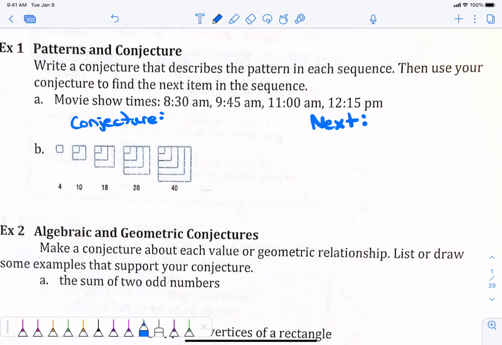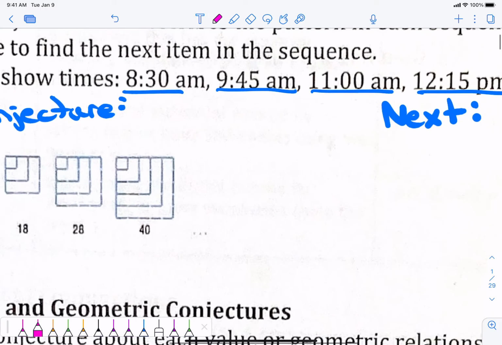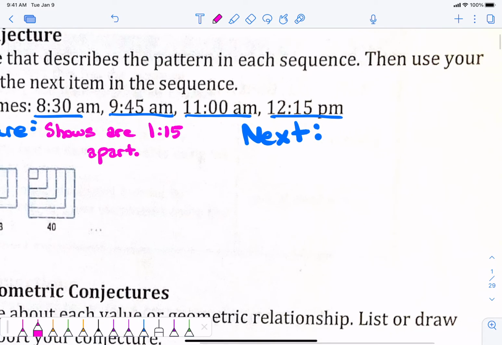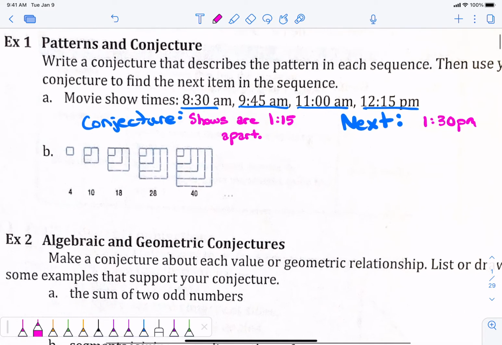They're saying that the movie show times are at 8:30 a.m., 9:45 a.m., 11 a.m., and 12:15 p.m. What is the pattern? That's our conjecture. What are we doing? Show times are 1 hour and 15 minutes apart. That's our conjecture. The next show time would occur at 1:30 p.m. See, this is not hard. Okay? Good? All right?